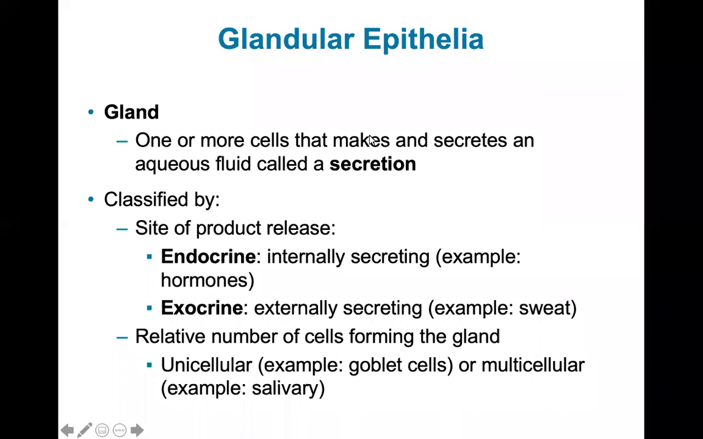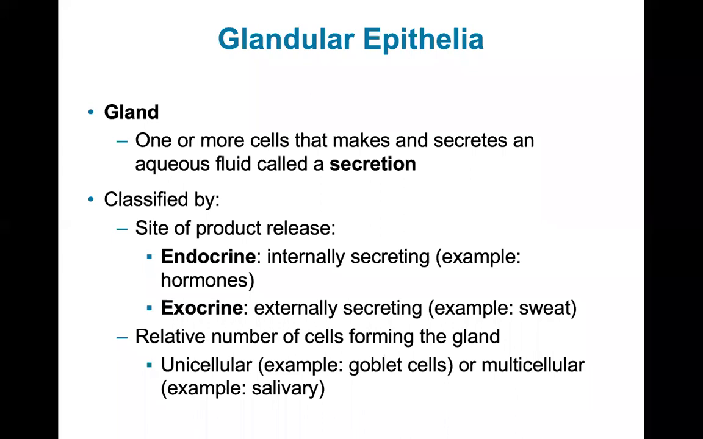Okay, so the second type of epithelial tissue is going to be glands. And glands are one or more cells that make and secrete an aqueous fluid called a secretion. These are classified by the site of the product that's released, whether it's an endocrine gland or an exocrine gland. Endocrine glands are internally secreting, and endocrine glands will secrete chemical messengers that ultimately get circulated throughout the entire body, most likely through the bloodstream.